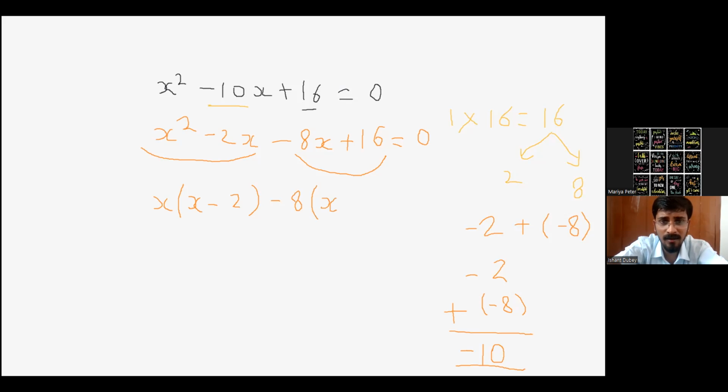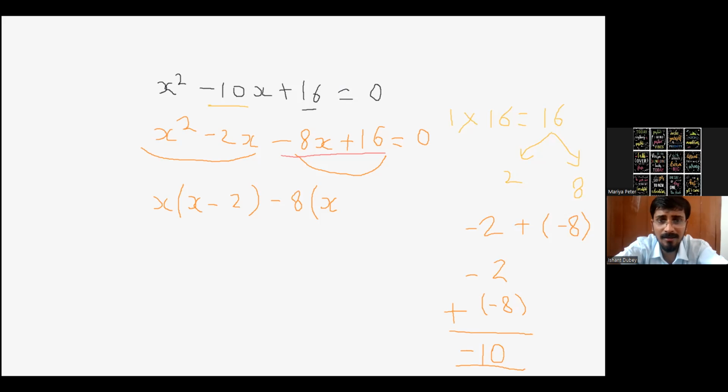Now, what sign will come here, minus or plus? See, before it was written minus 8x plus 16. I am underlining that with pink color. So I have taken minus 8 common, so the minus has also come out. So within the parentheses, from minus 8x, what will remain is plus x.